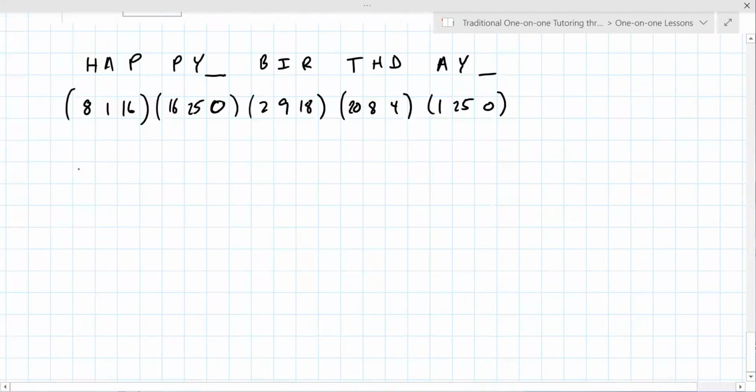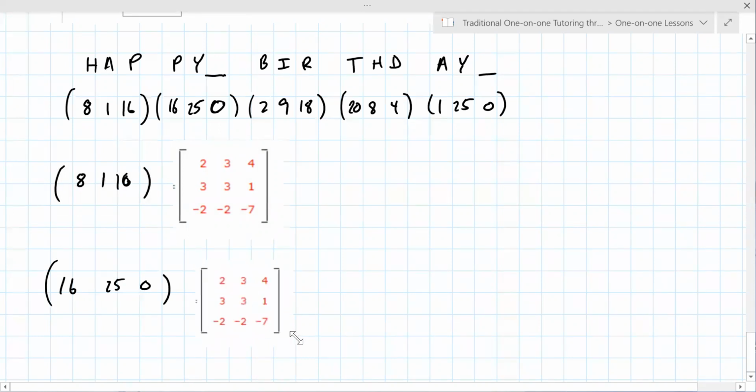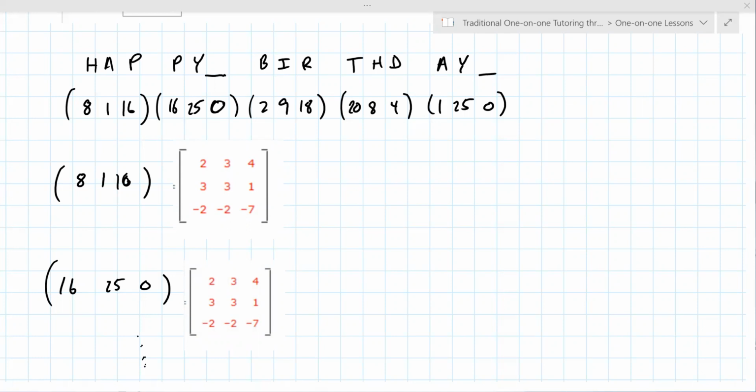So it's going to look like this. It's like 8, 1, 16 times this A. Okay, and then you do 16, 25, 0 times this A. And you repeat. So you keep going here. Each of these 3 letters you repeat, and then the numbers you get out of this, you're supposed to enter into the box.